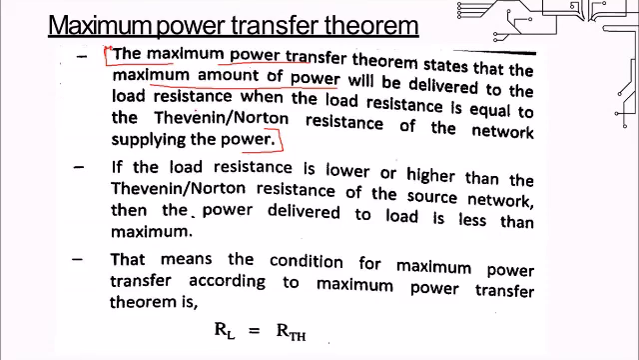What this theorem states? Theorem काय सांगतो? This theorem states that the maximum power will be delivered to the load resistance when the value of load resistance is equal to either the Thevenin's resistance or the Norton's resistance of the given network which is supplying the power. For example, a circuit is given to you and it has been stated that please calculate the maximum power.